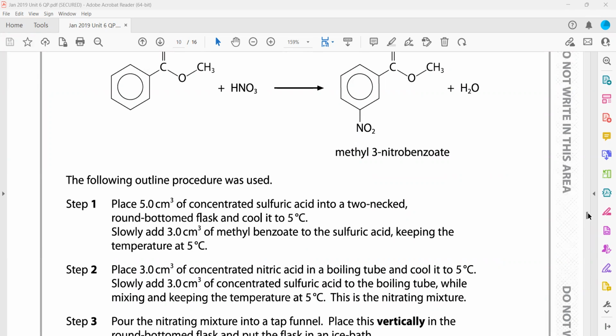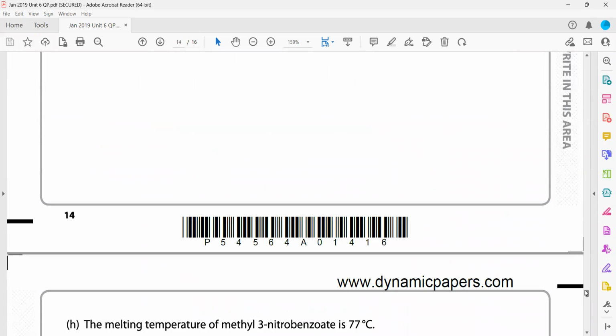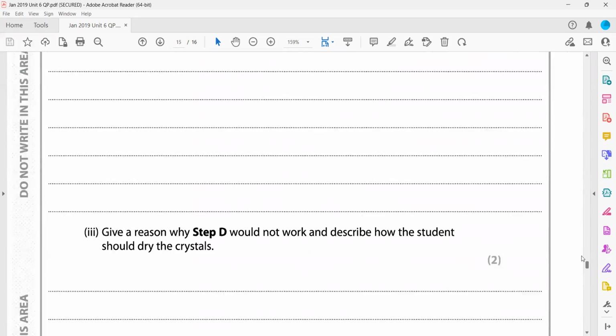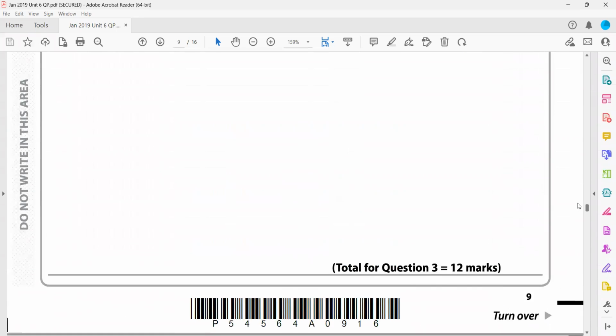So question 4, I think there are 4 questions in this. Question 4 we'll discuss next time. Now I'll explain unit 4.